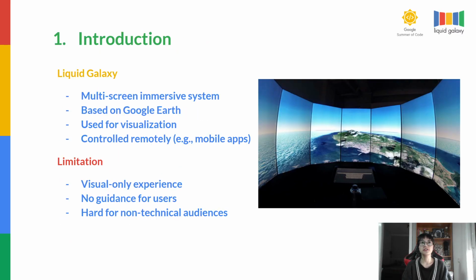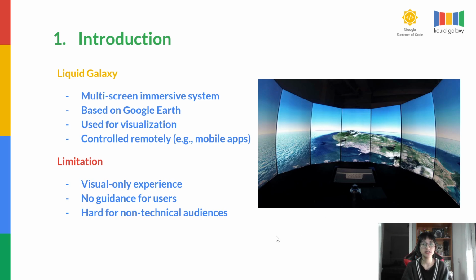So first of all, what is Liquid Galaxy? Liquid Galaxy is a multi-screen immersive system that is based on the Google Earth engine and used for visualizations. And it is controlled remotely by, for example, a mobile app or a tablet application. As you can see here, this is an example of a Liquid Galaxy system with multiple screens and the Google Earth engine on the screens for visualizations. And also we have a remote controller here. Let's say, for example, this is an application.